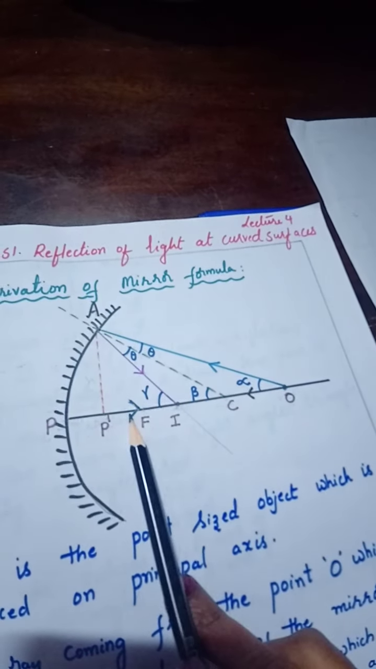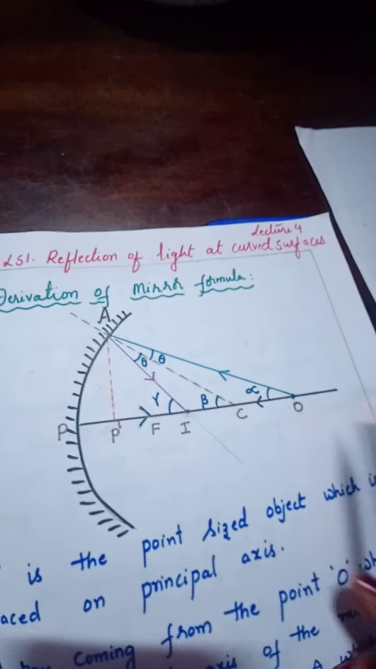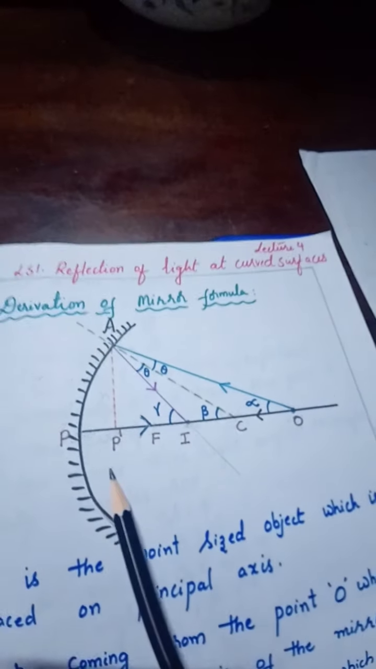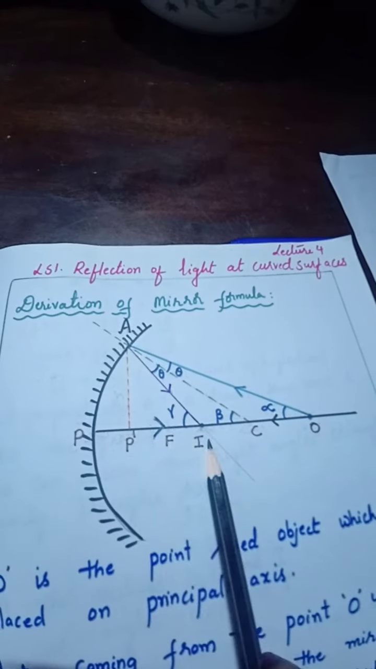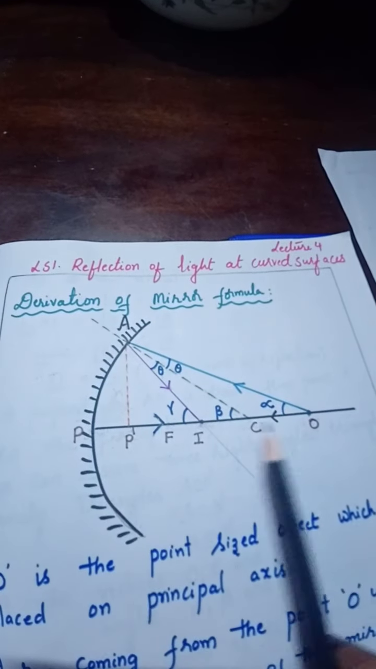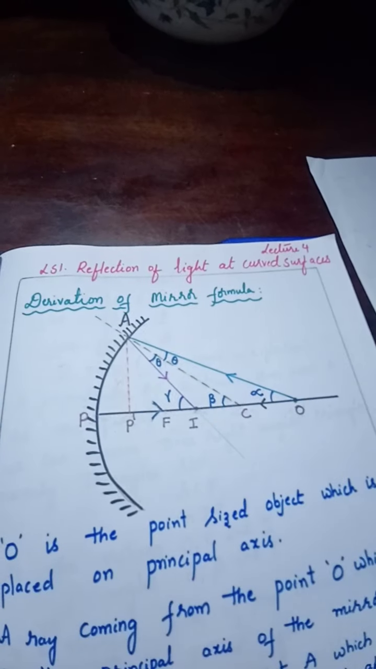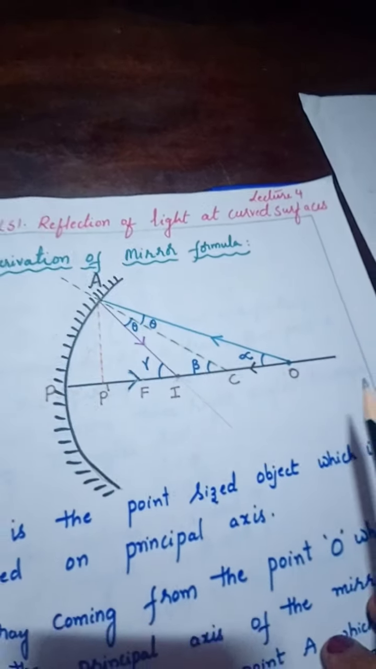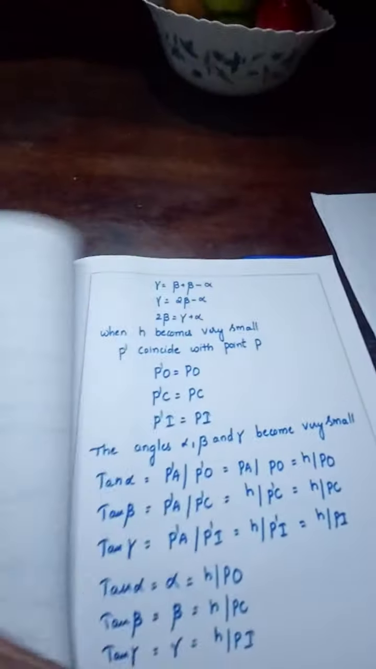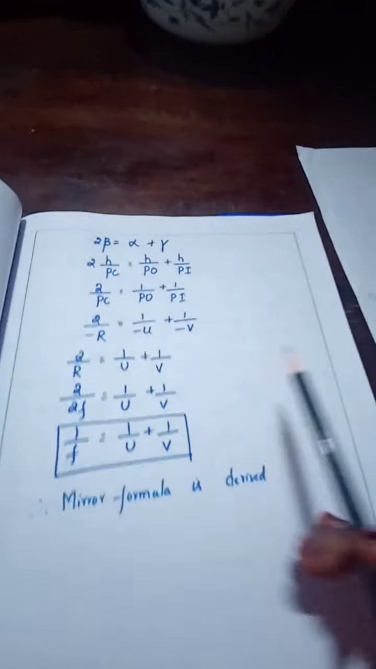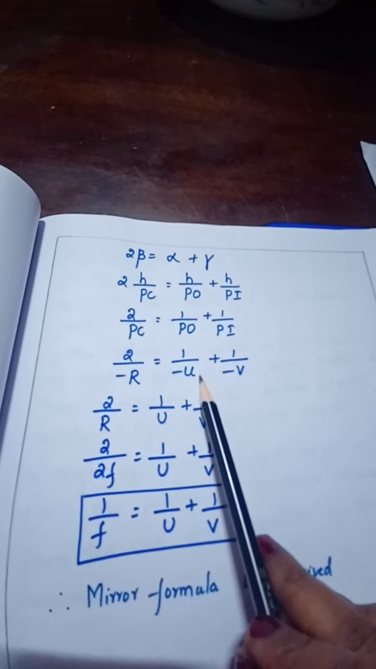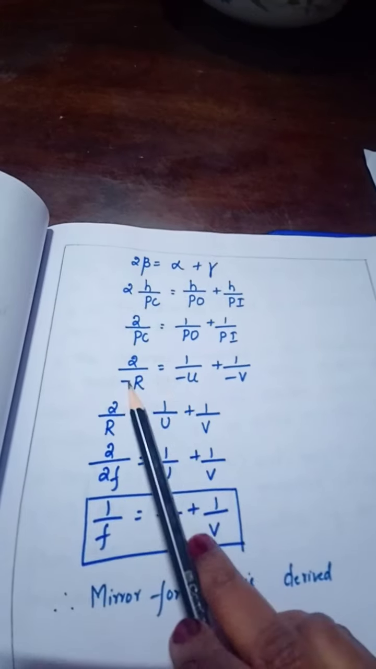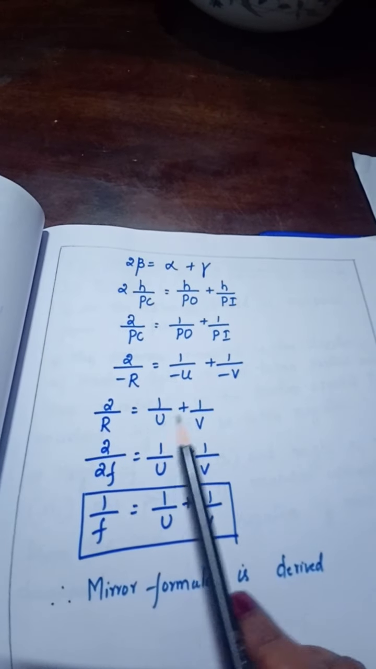So V, capital R and U. These are the distances, and we need to follow sign conventions also. From the start of the derivation we understood how to take PI negative, PC negative, PO negative, because all of the distances are opposite to the direction of the incident ray. So all of them must be considered negative according to sign convention rules. So 2 by PC is R, PO is U, PI is V. 2 by minus R, minus 1 by U, minus 1 by V. If you cancel all these minus signs, we get 2 by R is equal to 1 by U plus 1 by V.